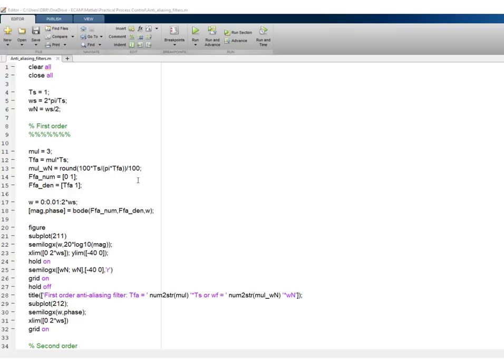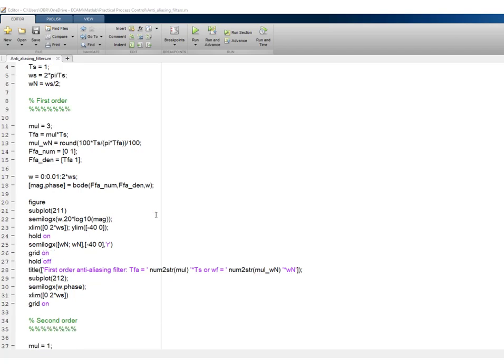Well, let us investigate this in Matlab. So what we'll do is take TS is equal to 1, right? So the Nyquist frequency is 2 pi over TS divided by 2. What we'll do is use a first order filter, and we'll use the time constant for the anti-aliasing filter to be 3 times TS, and we'll have a look at the Bode diagram.